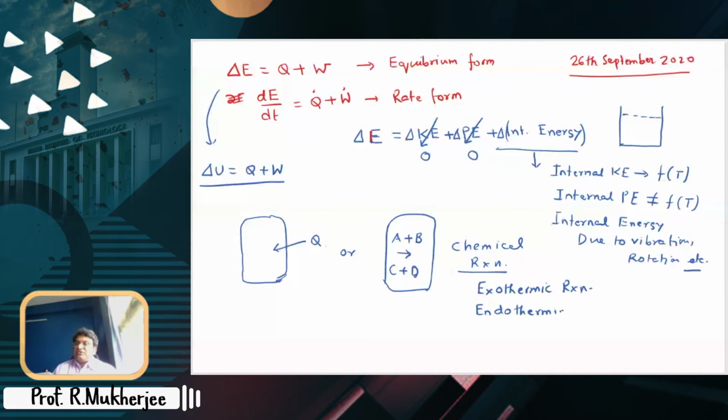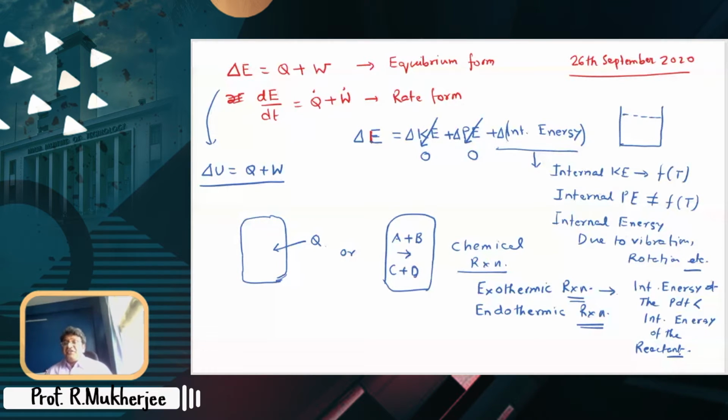And I'm also sure that the class understands, knows, or realizes what is an exothermic reaction. The total internal energy of the product is actually lower than the total internal energy of the reactant, right? So what happens? What happens to this excess energy? This excess energy now flows out of the system in the form of heat, right? So this everybody understands and realizes.